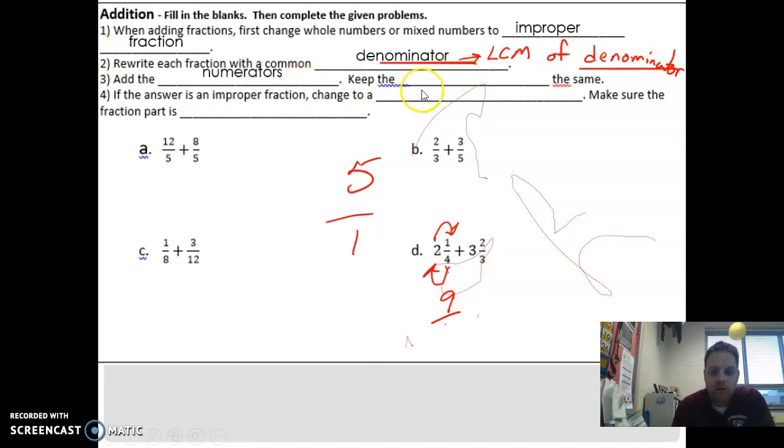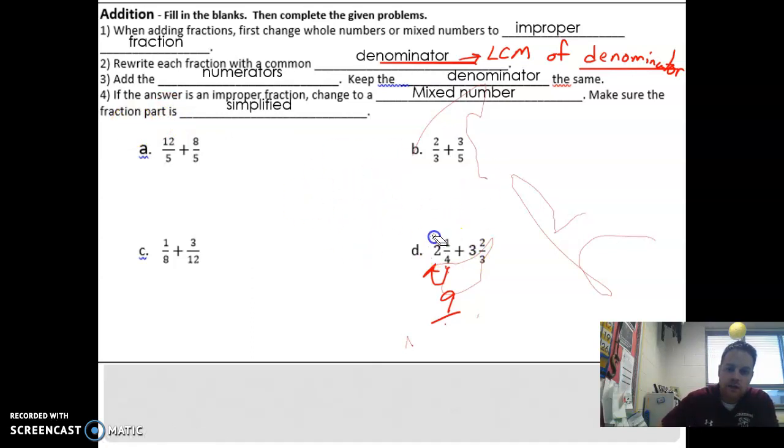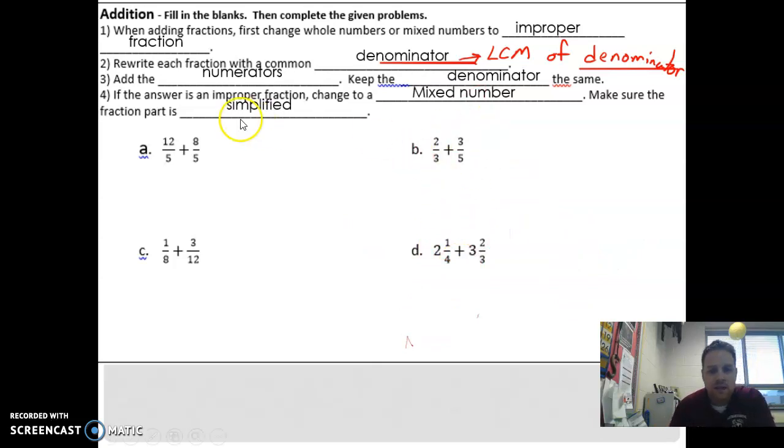We're going to add the numerators. The denominator stays the same. If the answer is an improper fraction, we're going to change it to a mixed number and make sure that the fraction piece is always simplified. All right, so let's try one here. And again, we're going back to these steps. I know I just went through these steps pretty quickly, but this is something we need to refer back to. These are our steps for adding fractions.